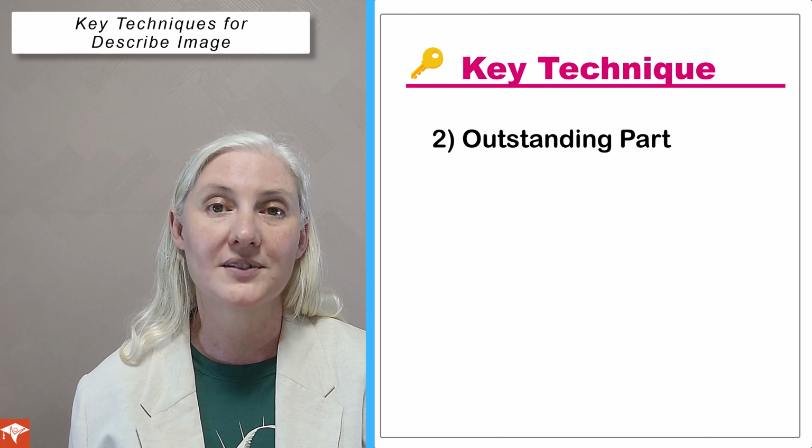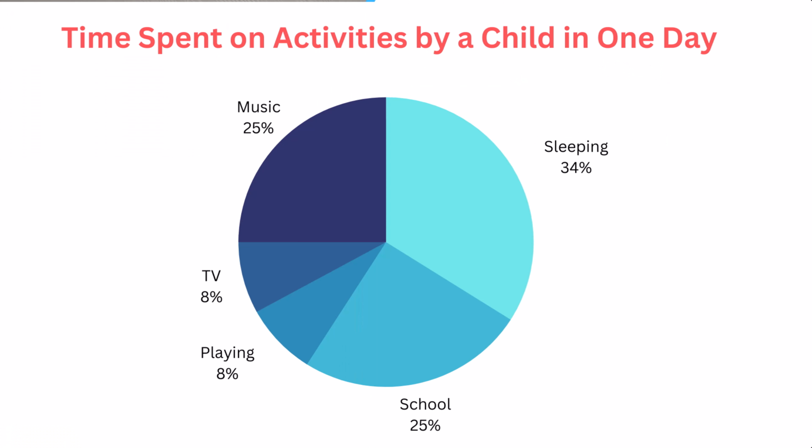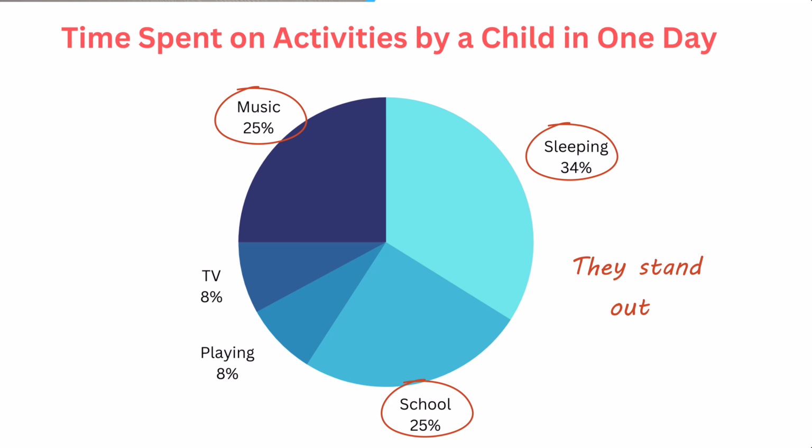Focus on the most outstanding part. Find what stands out. For example, this is our pie chart about a child's activities. What stands out? Well, first we can see the child spends most of his time in school, sleeping, or playing music. Those 3 stand out. So we'll be sure to say that.